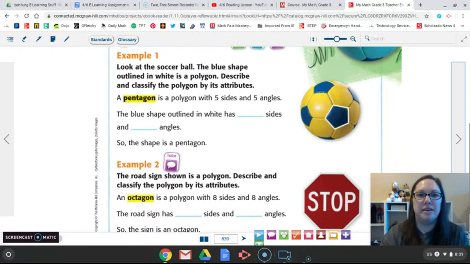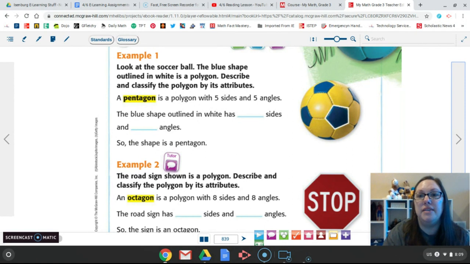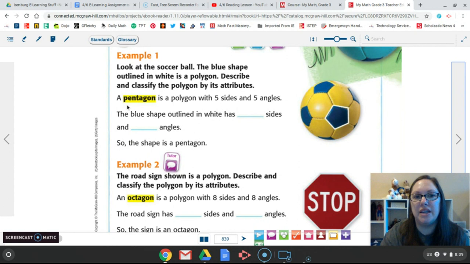So if you look at example 1, it says, look at the soccer ball. The blue shape outlined in white is a polygon. So if you look here, that's a polygon. Describe and classify the polygon by its attributes. So we want to explain the number of sides and the number of angles in order to prove that this polygon is a blank. So they show you here, it says a pentagon is a polygon with 5 sides and 5 angles.